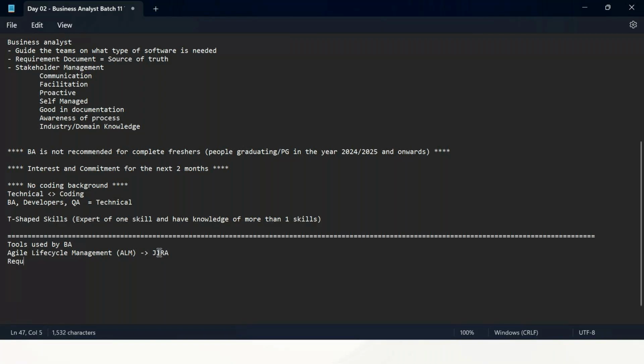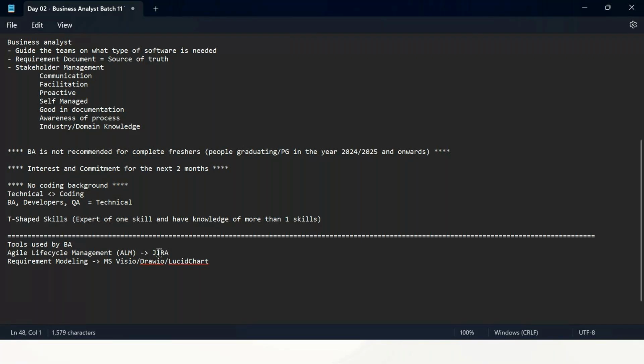Then we need to do requirement modeling activity. That is, we need to create relevant flow charts or diagrams. For that, we need Microsoft Visio or Draw.io or Lucidchart. It could be any of the tools. All these tools pretty much work the same way. It's just that the brand is different, or the company that has created the tool is different. Otherwise they all work in the same fashion.